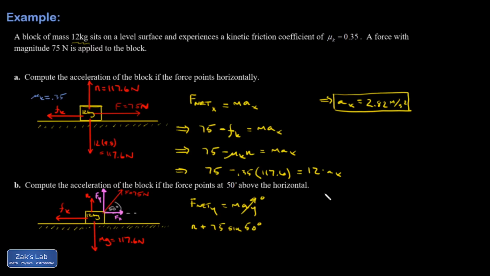Or if you want, you could be formal about the summation here and say that I have to say minus 117.6 equals 0. All right. My preference, though, if I know the acceleration is 0, I just say all the upward stuff equals all the downward stuff put together. Any way you prefer to do it is fine. And so I'm going to get my normal force, so 117.6 minus 75 sine 50.